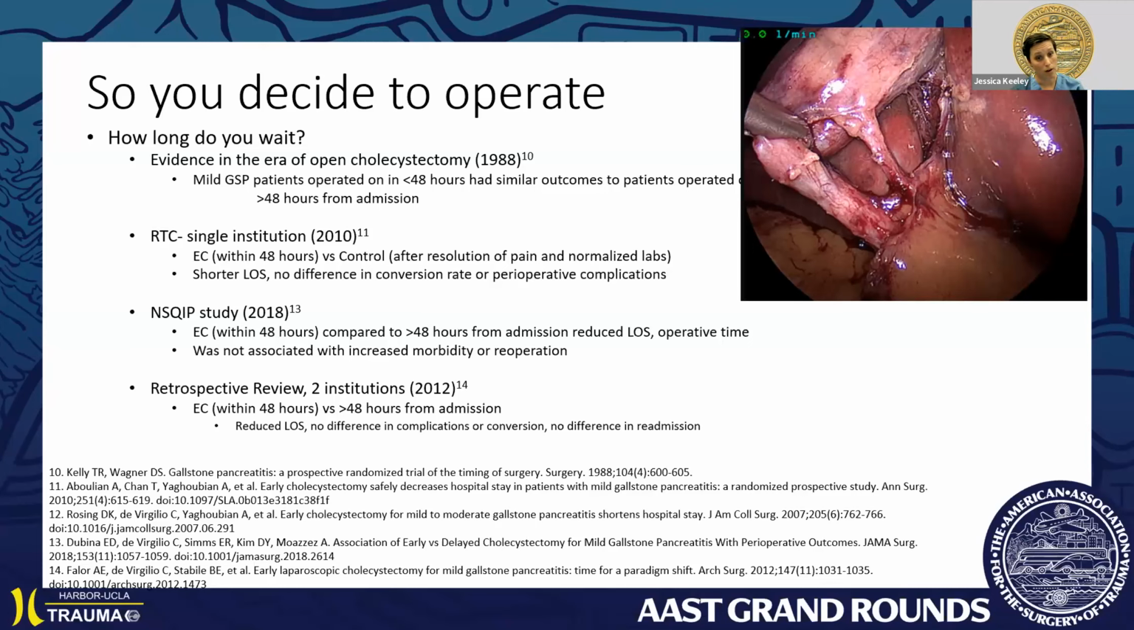If we look a little broader, look at NSQIP data from a few years ago. Early cholecystectomy, again, within 48 hours compared to later, greater than 2 days. Reduced length of stay, and in this study, operative time, although I'm not sure what to make of that, and was not associated with any increased morbidity or risk of reoperation. And then looking at 2 institutions, go back a few years to 2012, we looked at early versus greater than 2 days. Again, reduced length of stay, no difference in complications, no difference in conversion, and no difference in readmission. So no delayed complications in that early group. There's an additional study at the bottom that wasn't summarized here.